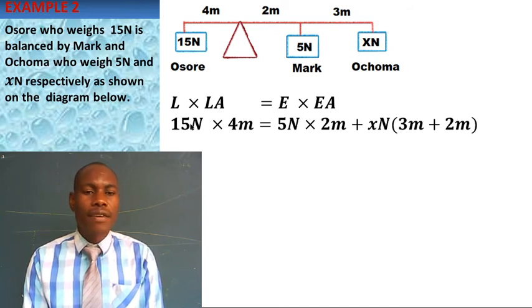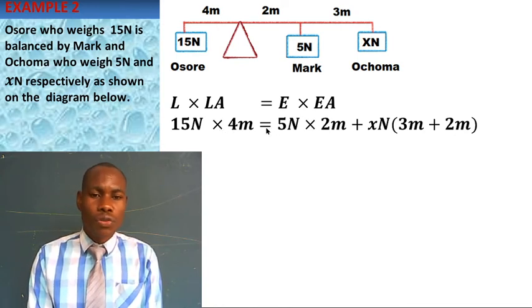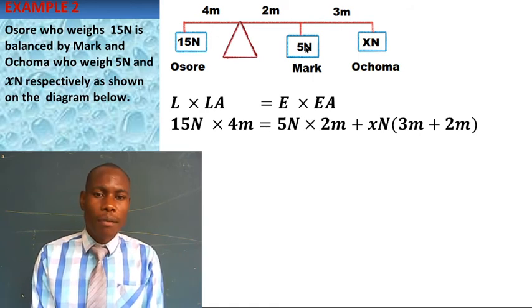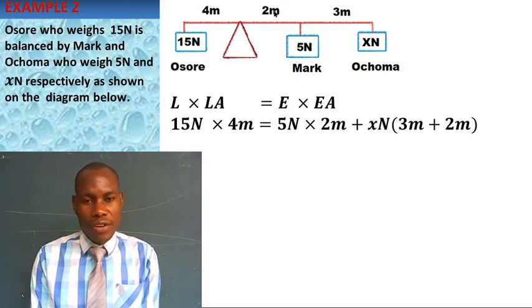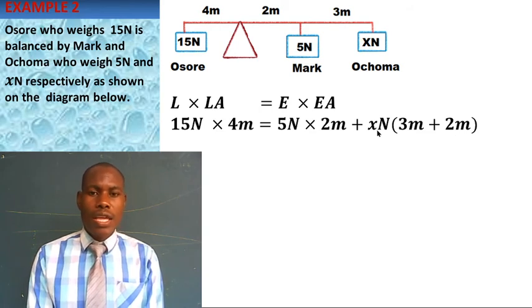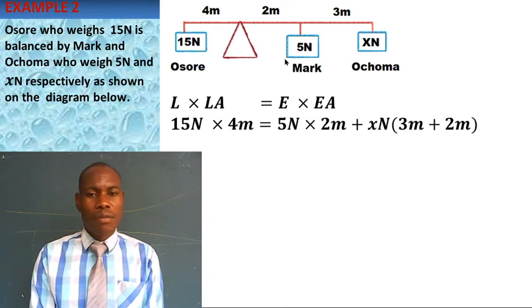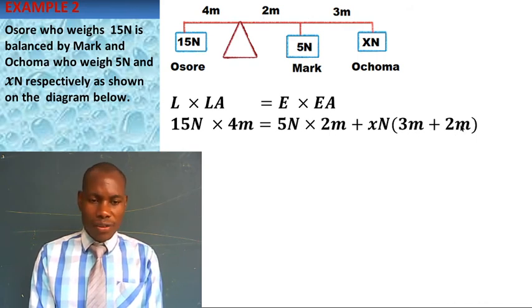15 newtons. Now 15 newtons, we shall multiply that by the distance from 15 newtons to the pivot, which is 4 meters. And then that will be equal to 5 newtons for Mark times 2 meters, which is the distance of Mark from the pivot, plus x newtons for Ochoma in brackets. Now, what is the total distance of Ochoma from the pivot? We shall add the 3 meters and the 2 meters. That's why we opened these brackets and put that inside, okay?